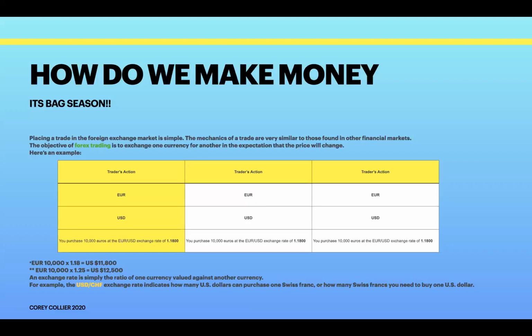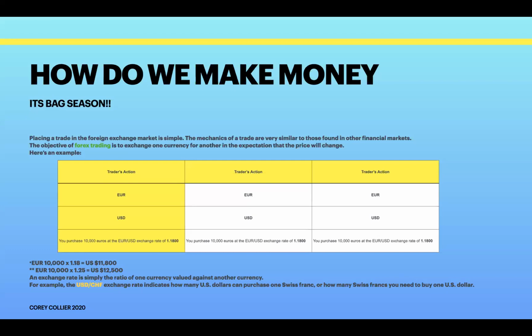So how do we make money with this? It's bag season. Placing a trade in the foreign exchange market is simple. The mechanics of a trade are very similar to those found in other financial markets. The objective of Forex trading is to exchange one currency for another in expectation that the price will change. So here's an example.